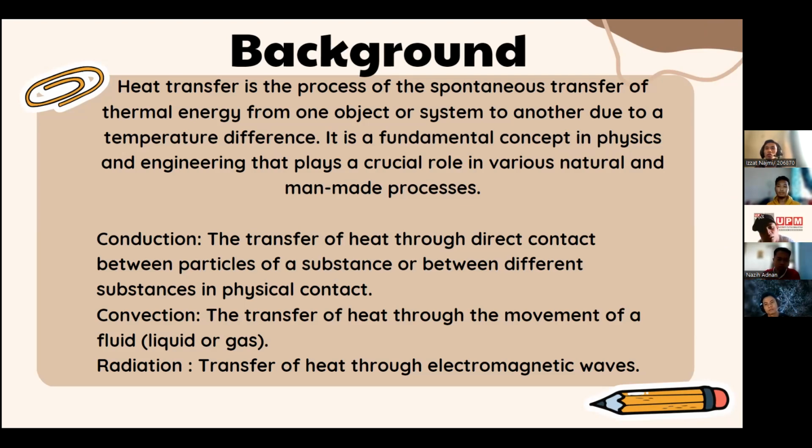So that's conduction. Convection is the transfer of heat through the movement of a fluid, liquid or gas, so it is related to the surrounding temperature. And radiation is the transfer of heat through electromagnetic waves. For example, if there is an iron at a higher temperature and a metal, the direct heat that is exposed to the metal, we call radiation. Next slide.